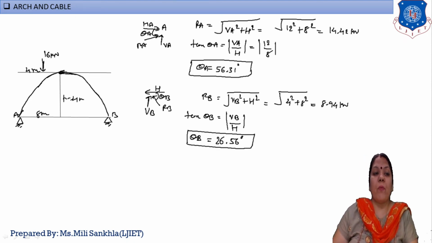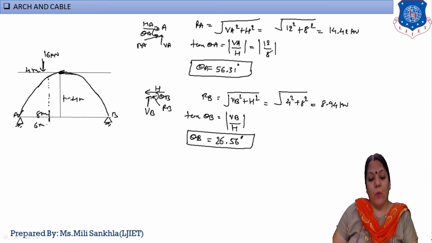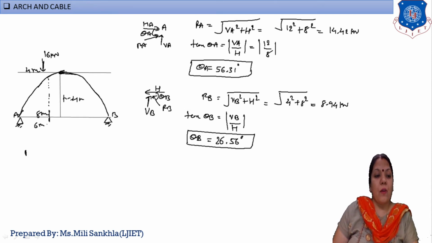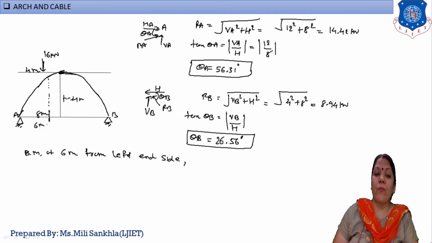Now we find out bending moment at distance 6 meter from left hand side. That means this 6 meter is somewhere here. Okay, at this point we find out bending moment. So first of all mention here bending moment at 6 meter from left hand side. Okay, so what is the value of X?